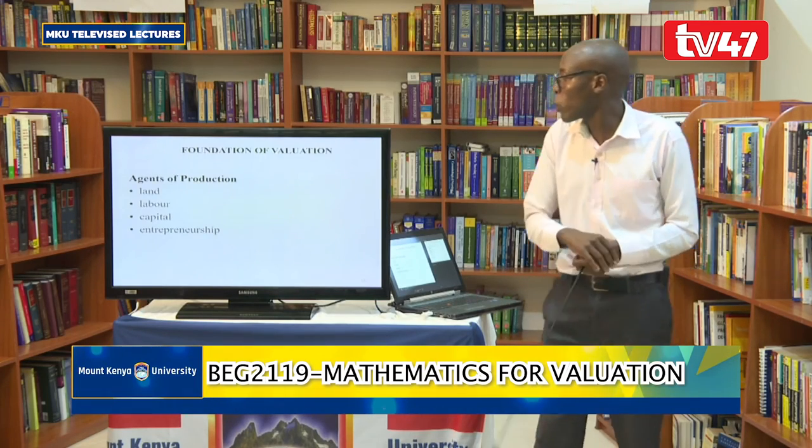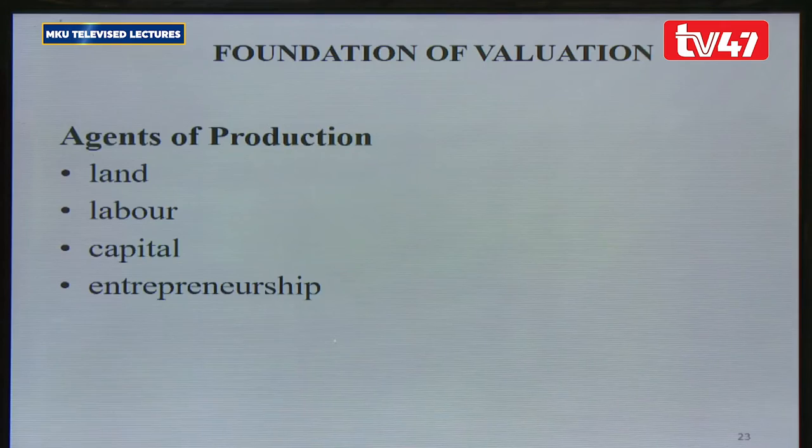Then foundation of valuation. They are the agents of production. Those are the foundation. There's land, there's labor, there's capital, and entrepreneurship. I want to believe I've already discussed what is land. I've already also talked about labor. And you know what capital is? Capital can be like the machines, the vehicles we use. And then entrepreneurship, this is a person who comes up with a business idea.